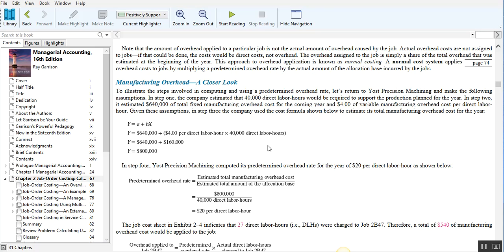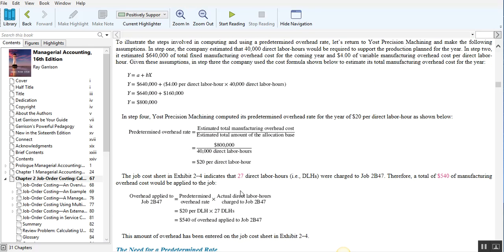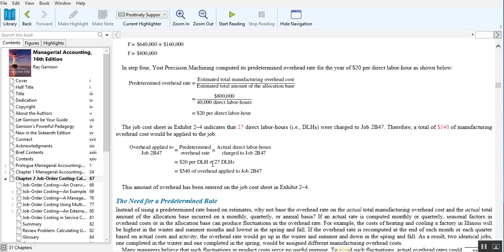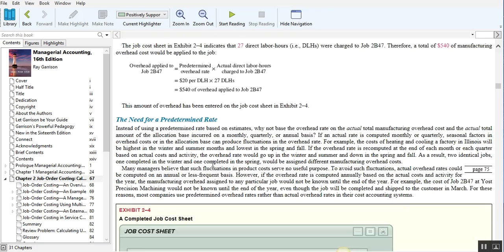We're going to say $4 times 40,000 direct labor hours, because that's what we estimate we're going to use. That plus 640,000 gives us 800,000, which we expect to be our total manufacturing overhead. And then we take that 800,000 divided by the same direct labor hours that we were looking at to calculate the cost, and that'll give us an application rate of $20 per direct labor hour. And then when we identify how many direct labor hours are used on a specific job, then we can calculate what that manufacturing overhead cost is.